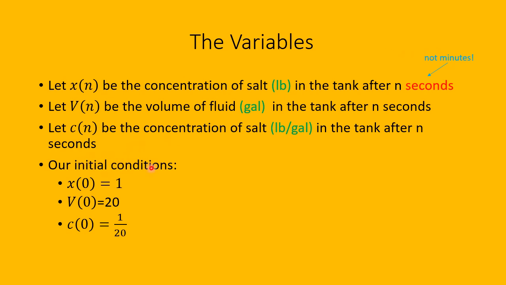So our initial conditions are the initial amount of salt in the tank is 1. The initial volume of fluid in the tank is 20 gallons. And so the initial concentration of salt in the tank is 1/20th of a pound of salt per gallon.